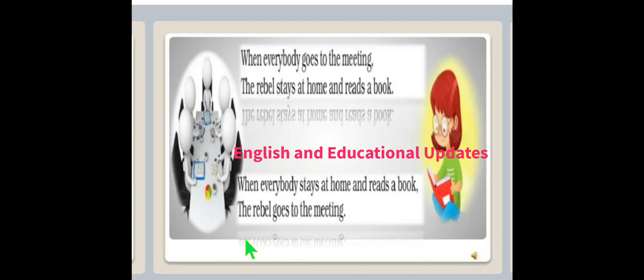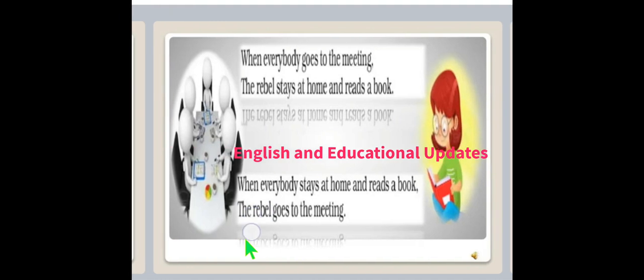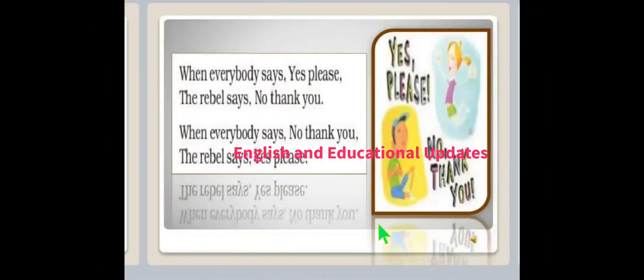Now, when everybody goes to the meeting, the rebel stays at home and reads a book. సో అందరూ మీటింగ్ జాయిన్ అవుతారు, బట్ దిస్ రెబల్ ఆల్వేస్ స్టేస్ అట్ హోమ్ అండ్ కన్ఫైన్స్ టు రీడింగ్ ఎ బుక్. When everybody stays at home and reads a book, what does the rebel do? The rebel goes to the meeting. At that time, he thinks to attend the meeting. Like this, every action is opposite in terms of the rebel's expression.